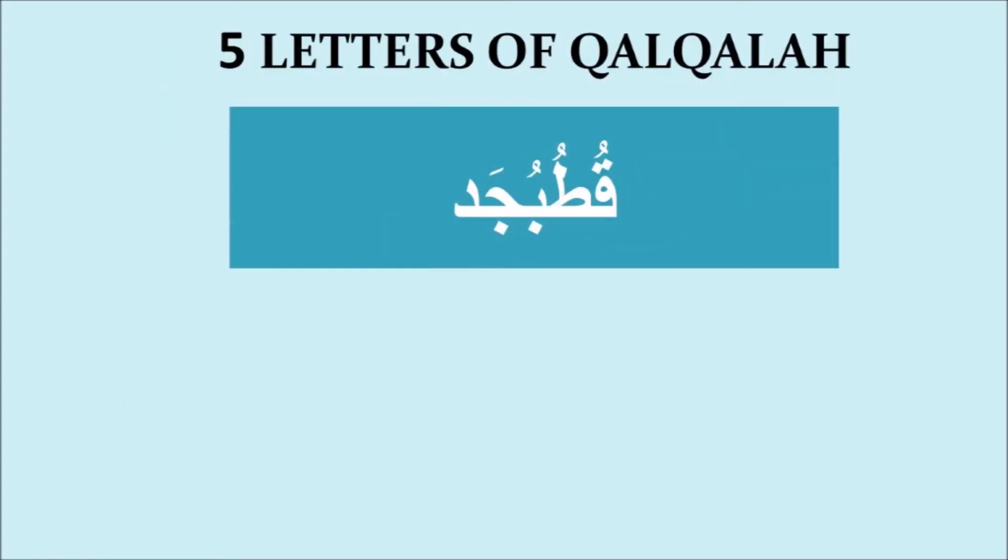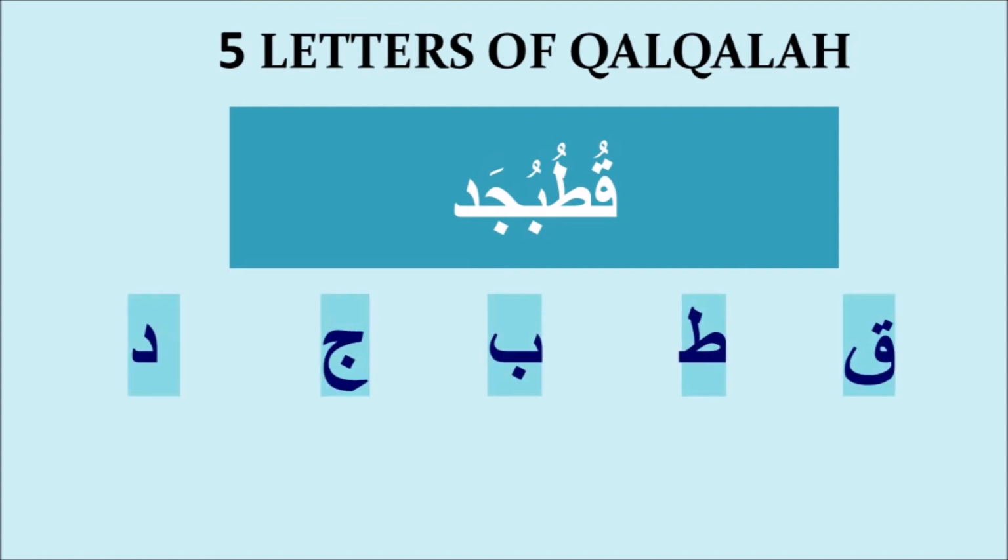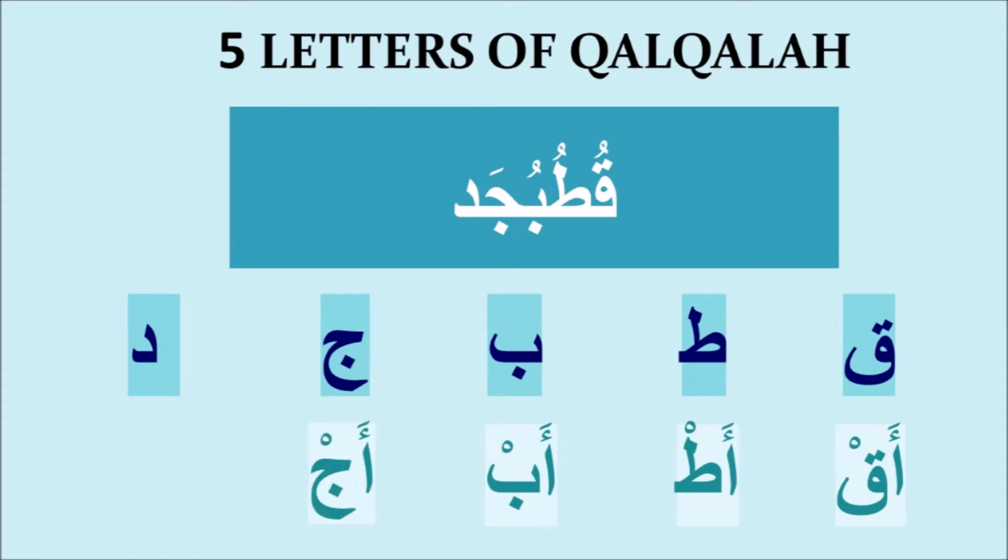There are 5 letters of Qalqalah, and the easy terminology is to remember as Qutubu Jad. The letters Qaf, Ta, Ba, Jim and Dal. So for the letter Qaf, Aqqa. For the letter Ta, Atta. For the letter Ba, Ab. For the letter Jim, Aj. For the letter Dal, Ad.